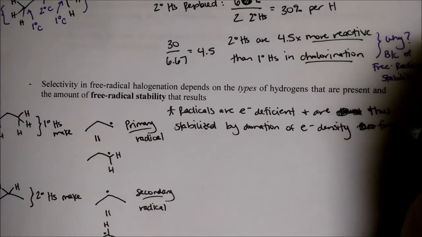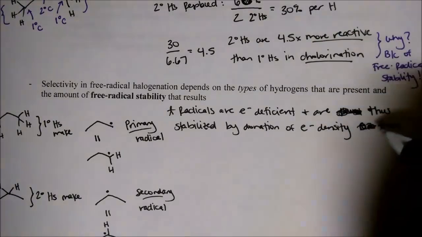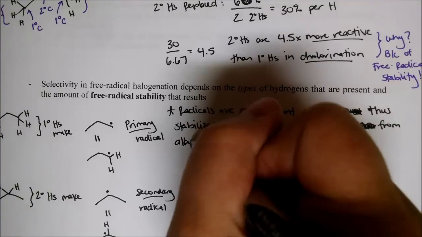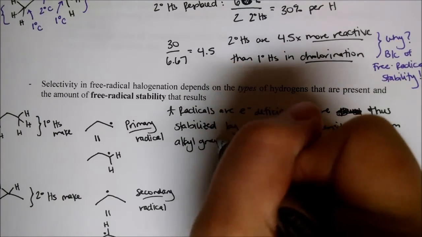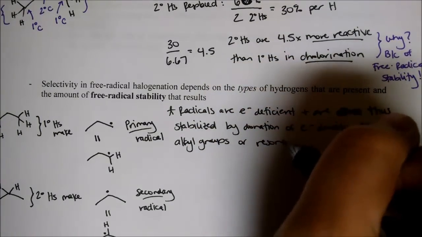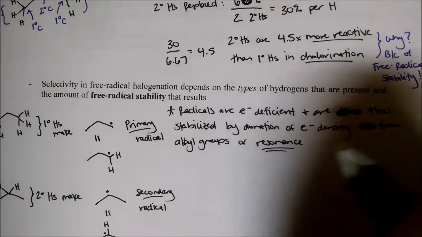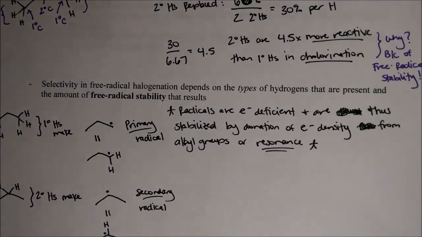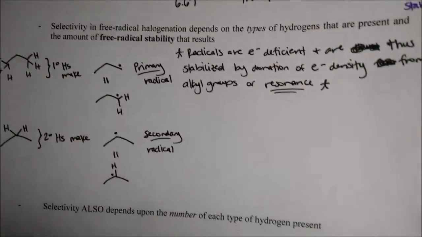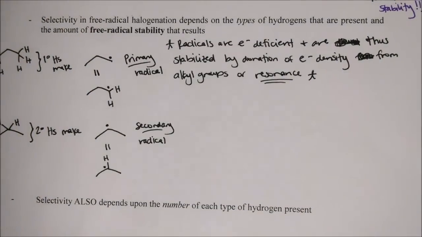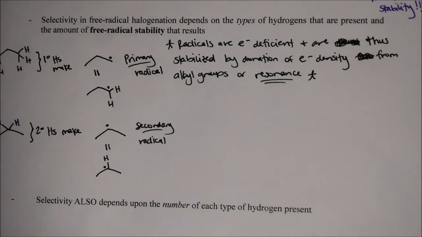Jeez, I have to type and write and speak at the same time. From alkyl groups or resonance. If you can get stabilized by resonance, absolutely, that will win each time. It definitely contributes to the stability of the radical. So if you can delocalize that radical, that definitely makes it more stable.